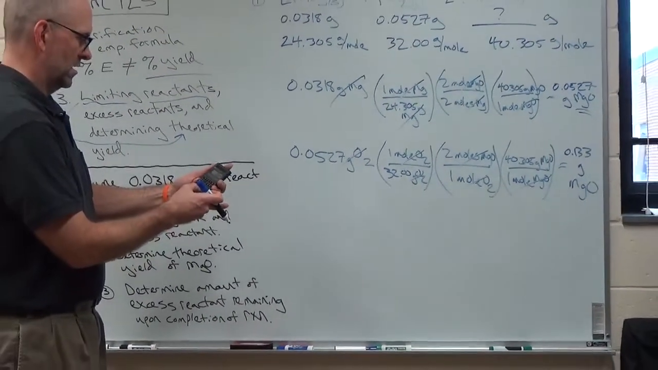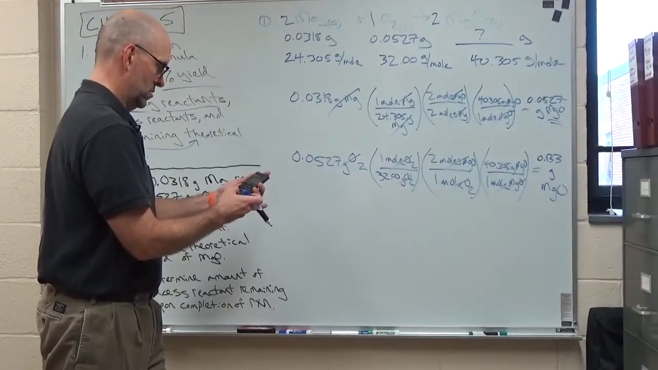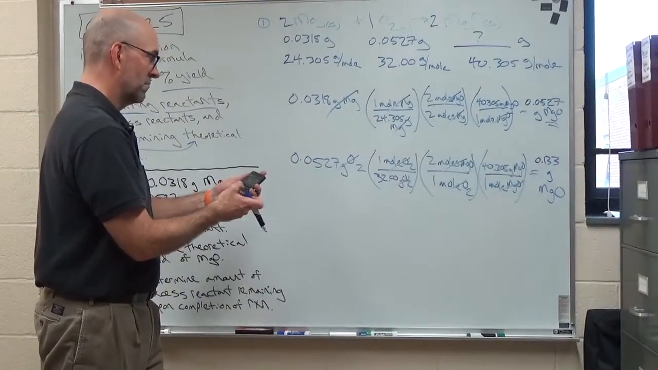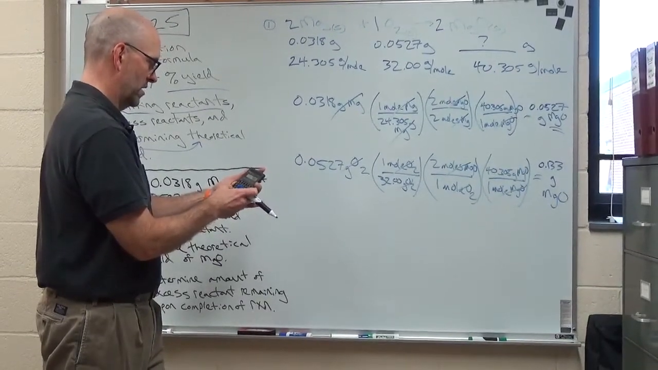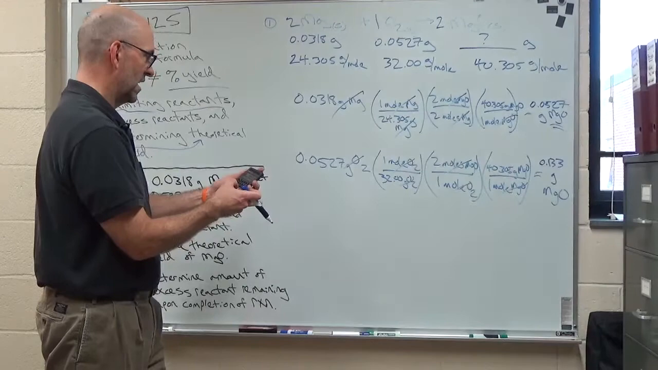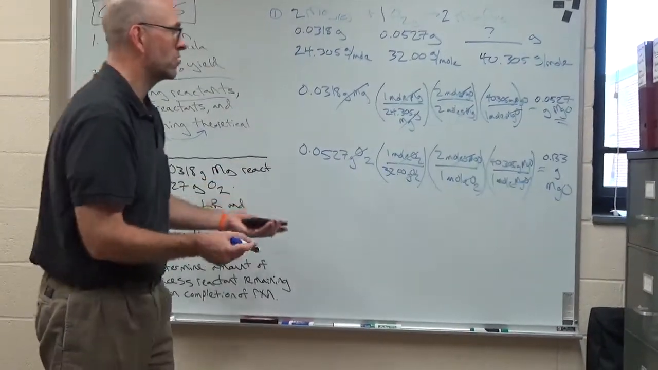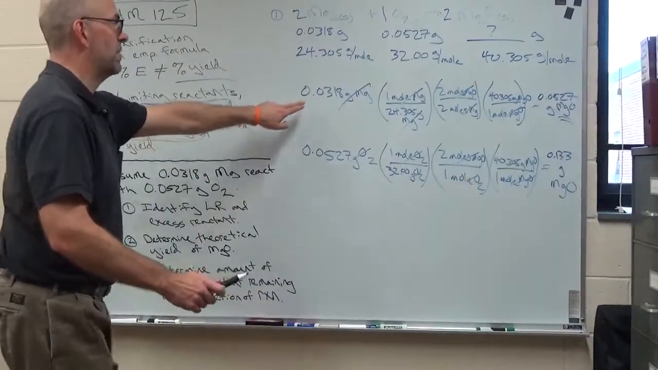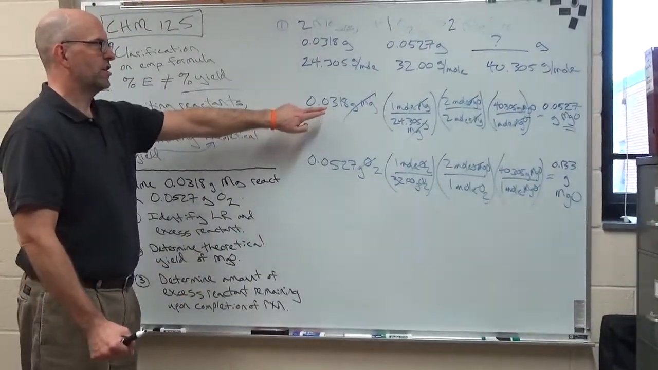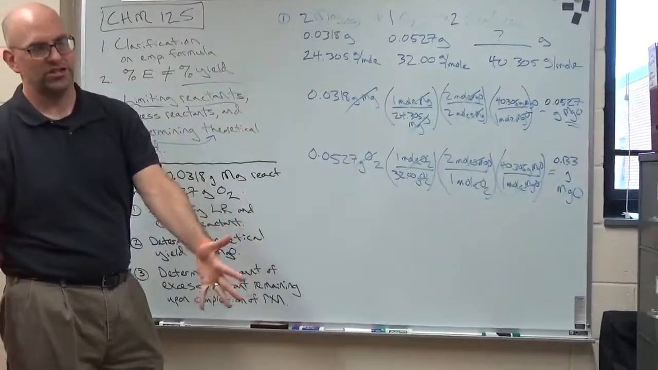0.0527 times 2 times 40.305 equals, divided by 32. Yeah, 0.133 grams of MgO. So this is the basic calculation. If you know how to do a gram to gram calculation, you do that twice, but now it's the interpretation.